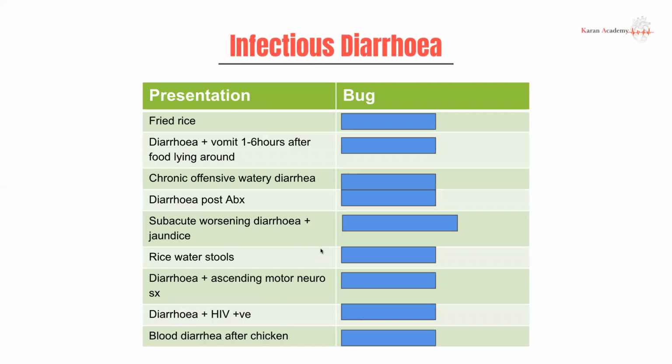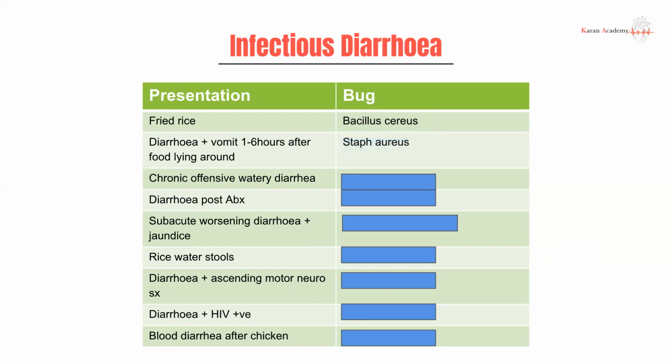So in terms of bugs, this is a summary that I've found since second year and one that I've used throughout. We've got this across a few slides. I think if you just know this list of common associations, that should do you a pretty good job. So fried rice, let's start off, is Bacillus cereus. Diarrhea plus vomiting 1 to 6 hours after food lying around is usually Staph aureus.